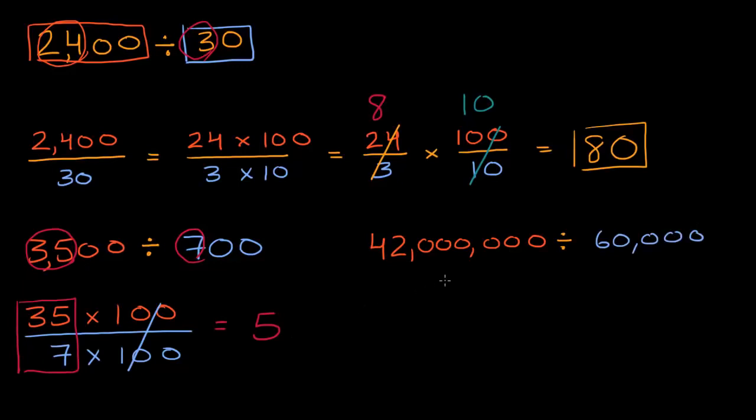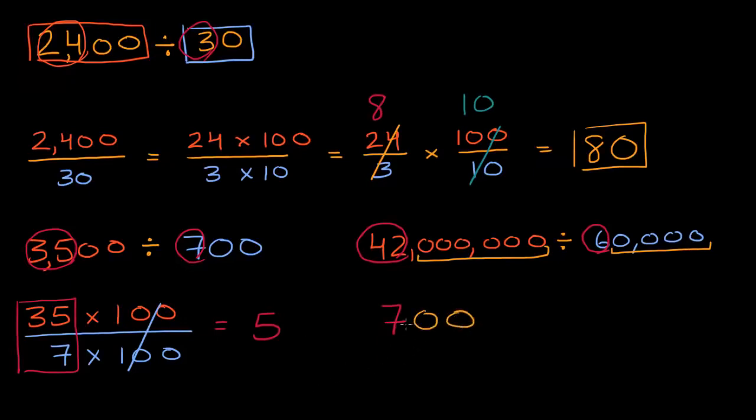Well, using the notions that we just talked about, you could say, all right, 42 divided by 6 is going to be 7. And over here I have 6 zeros, so we're talking about millions, and I'm going to divide by 4 zeros right over here, which is 10,000s. So if you have millions with 6 zeros and you divide by 10,000s with 4 zeros, 6 minus 4 is going to be 2. So your answer is going to have 2 zeros in it. So this is going to be equal to 700.